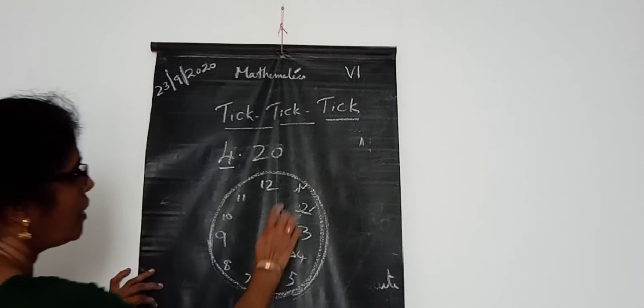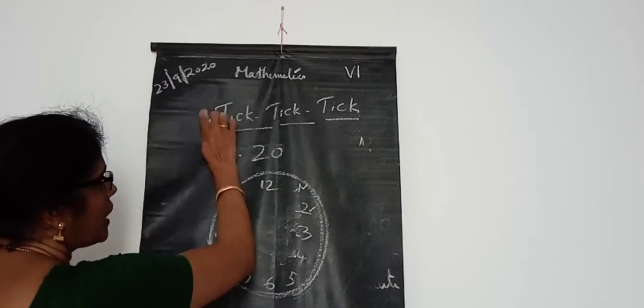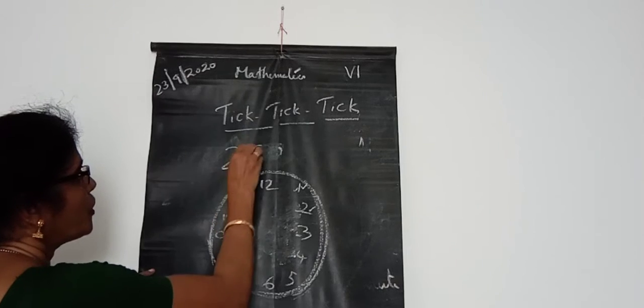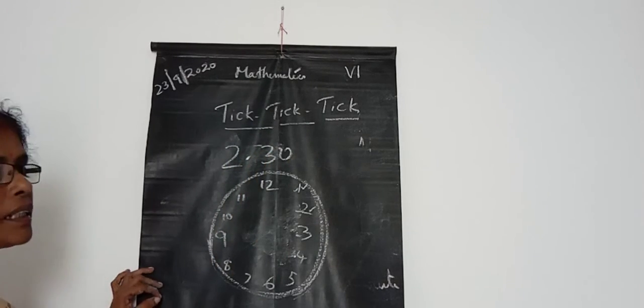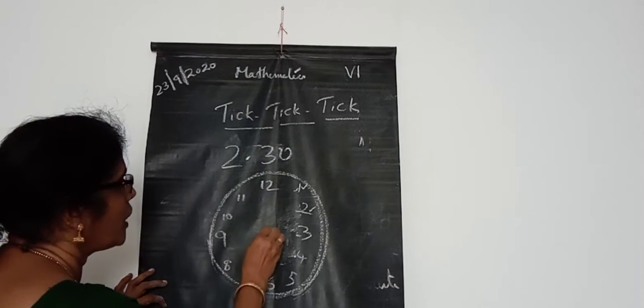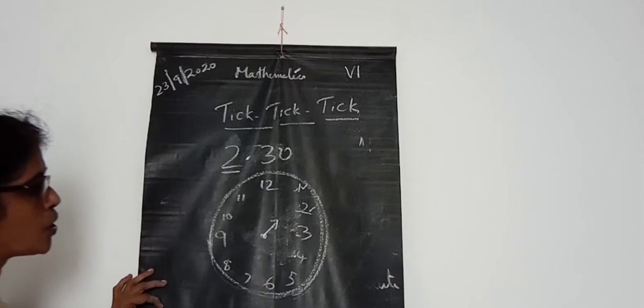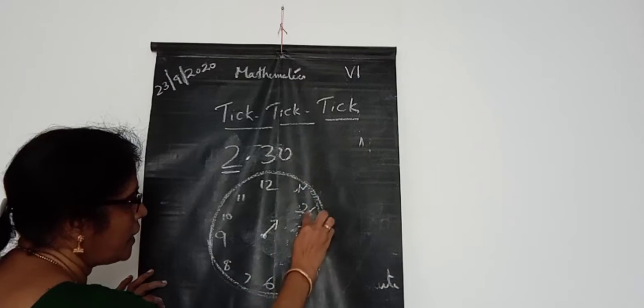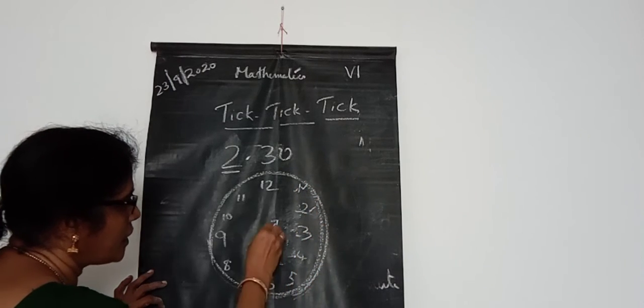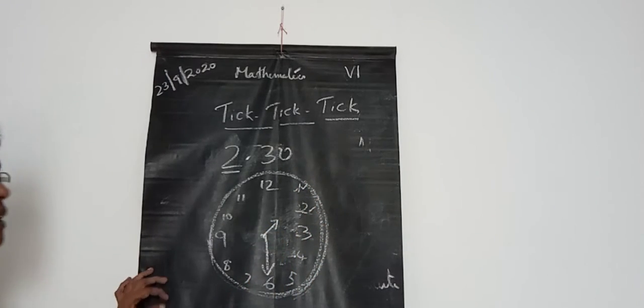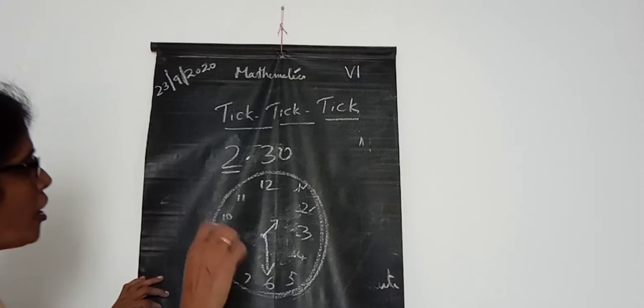Or 5:30 or 2:30. We can take next one is 2:30. The time is 2:30. 2:30 means 2 is our hour hand. So small hand is like this, 2 and 30. 5, 10, 15, 20, 25, 30. So this one is the 2:30. Time is 2:30.